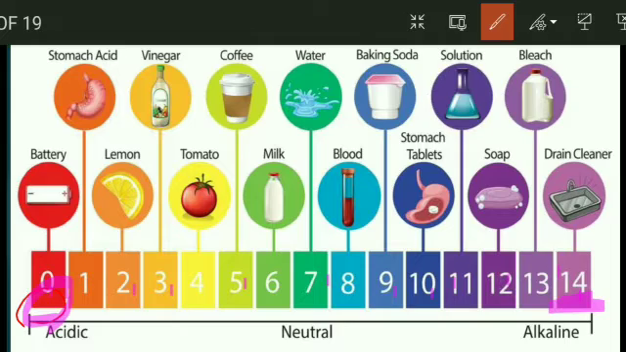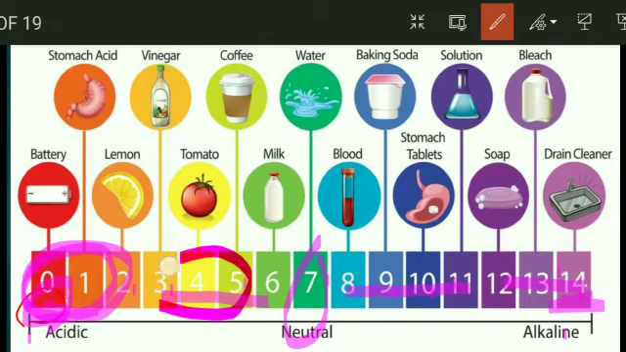Here are the numbers. We start from acidic to alkali or base. So first 0, 1, 2, 3, these are strong acids. These are weak acids. This is neutral. 7 stands for neutral, and 8, 9, 10, 11 are weak bases, and 12, 13, 14 are strong bases. So strong acids, weak acids, neutral, weak base and strong base. This is about our pH scale.